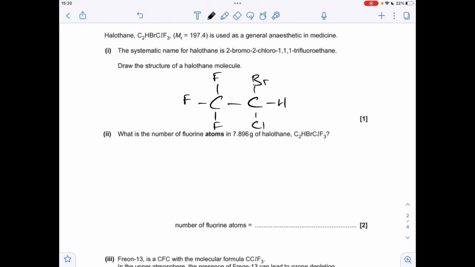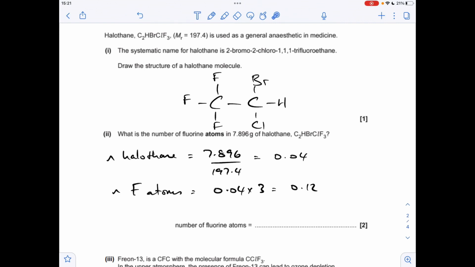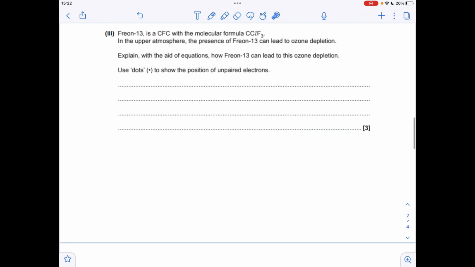What's the number of fluorine atoms in that many grams of halothane? So we need to work out how many moles we've got first of all. So mass over MR, the MR was given up there, remember, 0.04 moles of halothane. Now, if you look at the formula, you've got 3 fluorine atoms in there. So the moles of fluorine atoms is going to be 3 times this. Now we've got the moles of fluorine atoms, we can multiply by Avogadro's number to get the number of them. So that's coming out at 7.224 times 10 to the 22. So moving on to the last part of this question.